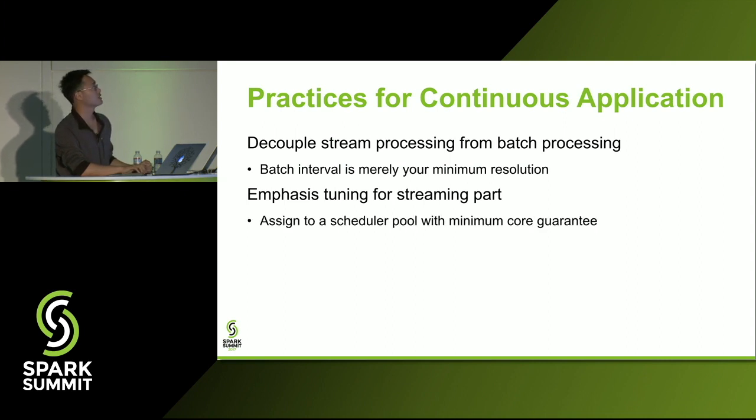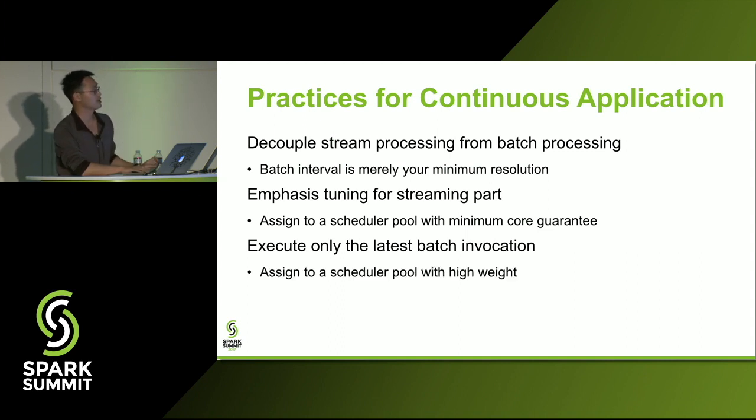Secondly, I want to emphasize the tuning for the streaming part, because I can push most of the tasks that involve interaction with other data sources into the batch processing part. So I can tune my streaming part only for the in-memory computation. And that's the part I'm going to guarantee: my stream processing is always going to finish within the stream batch interval. And anything that I can't control will be handed to another thread and then executed on their own cycle. And the third one is I want to execute only the latest batch invocation.